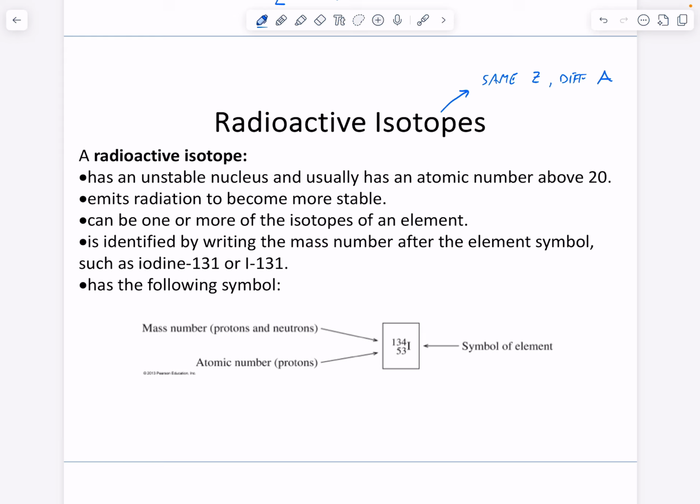Okay, and a radioactive isotope has an unstable nucleus and usually has an atomic number above 20, and emits radiation to become more stable. Okay, so that one is an important point. Emits radiation to become more stable. It can be one or more of the isotopes of an element. This is what we talked about last class, that there are elements and those elements have several isotopes.